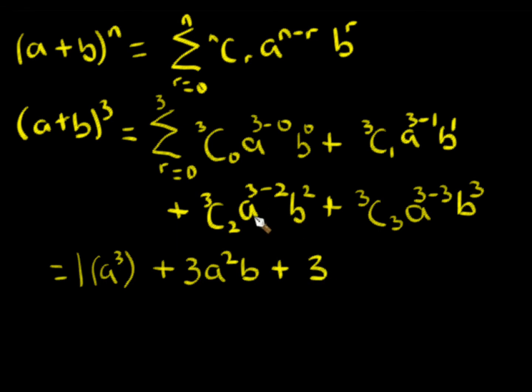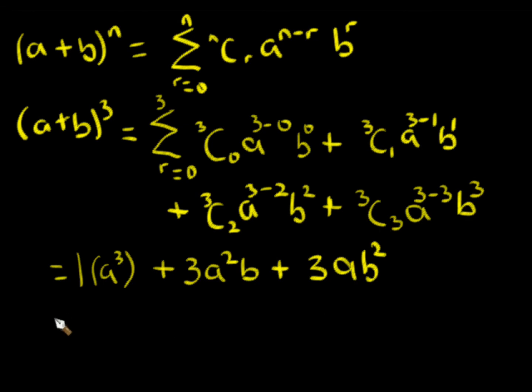Now a raised to the power 3 minus 2. 3 minus 2 here gives us 1. That is a raised to the power 1, so we can just write a, right? Now here we have b raised to the power 2, so we are going to write b raised to the power 2. Now 3 combination 3.